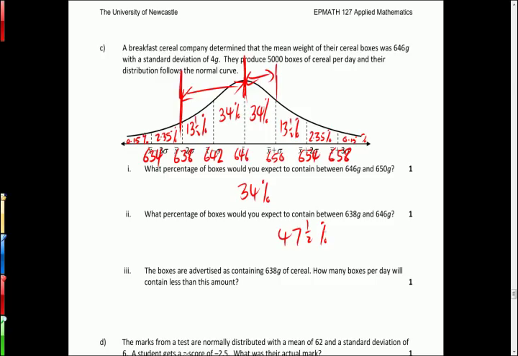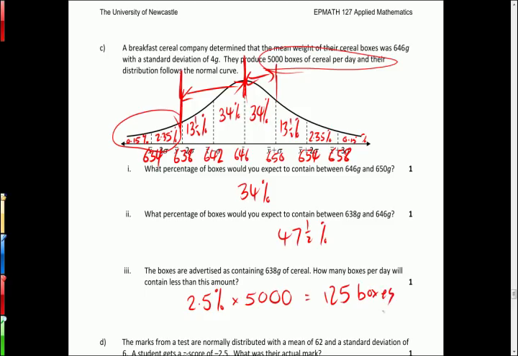The boxes are advertised as containing 638 grams of cereal. How many boxes per day will contain less than this amount? Well, less than 638 is this range here. 2.35 plus 0.15, that's 2.5% of the boxes I would expect to be less than 638. If they produce 5,000 boxes of cereal per day, then 2.5% of that amount will contain less per day. I'll just go to the calculator. 2.5% is 2.5 divided by 100, and we're times-ing it by 5,000. So it's 125 boxes that will contain less than this amount per day.